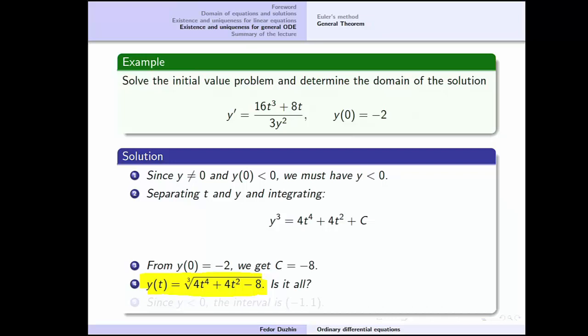But notice that y must be negative. It means that 4t to the 4 plus 4t squared minus 8 is going to be negative. And then if you solve this inequality, you will see that the answer is the interval from negative 1 to 1.